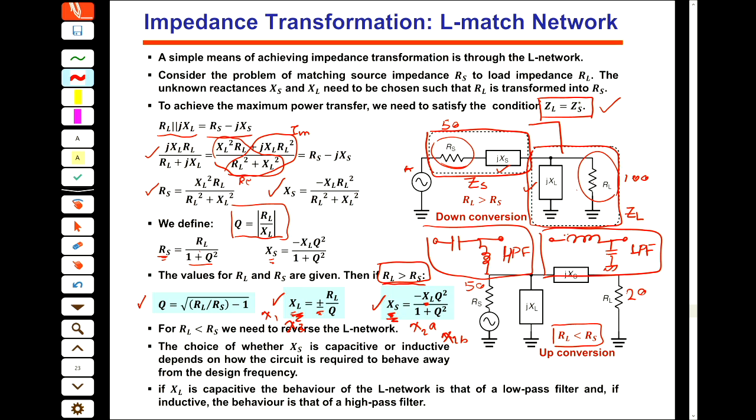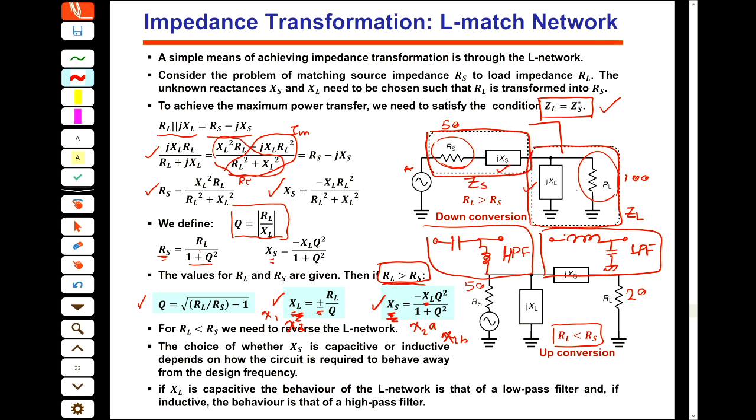So it really depends on what we have, what you like: high pass, high frequencies or low frequency. And even for the positive and negative sign assignment, if I assume that the capacitance is a positive sign, the inductor will be negative. So when XL is positive, then it is an inductor. When you select positive, it means XL is an inductor. When you select negative, it means it's a capacitor.